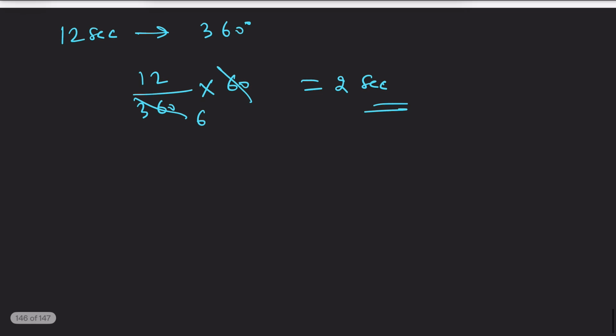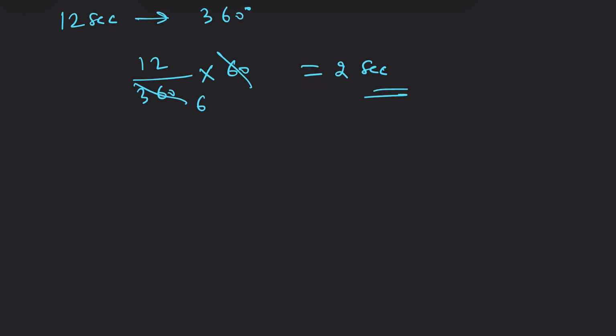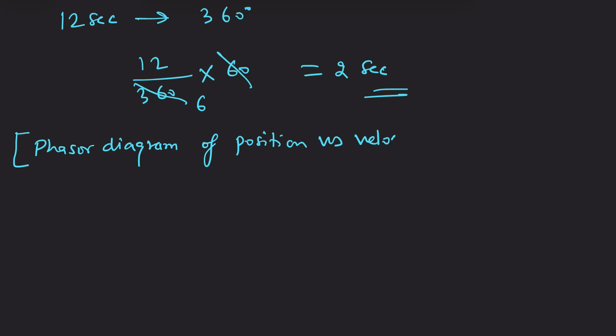In the next lecture, we are going to discuss the phasor diagram of position versus velocity, and we will see how this diagram method is a bit unique, and we will solve some problems with this technique.